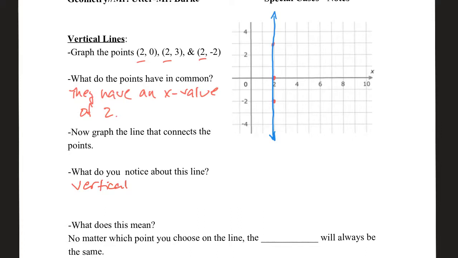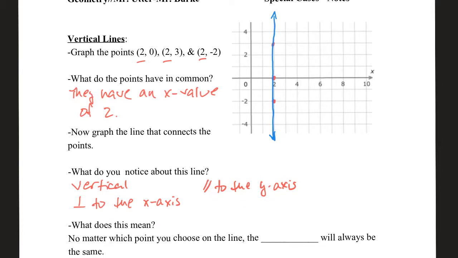And some other ways that you will more likely see it on a test: it is perpendicular to the x-axis, and therefore it is also parallel to the y-axis. Those are the more likely ways that you're going to see it on a test or a quiz: perpendicular to the x-axis or parallel to the y-axis.